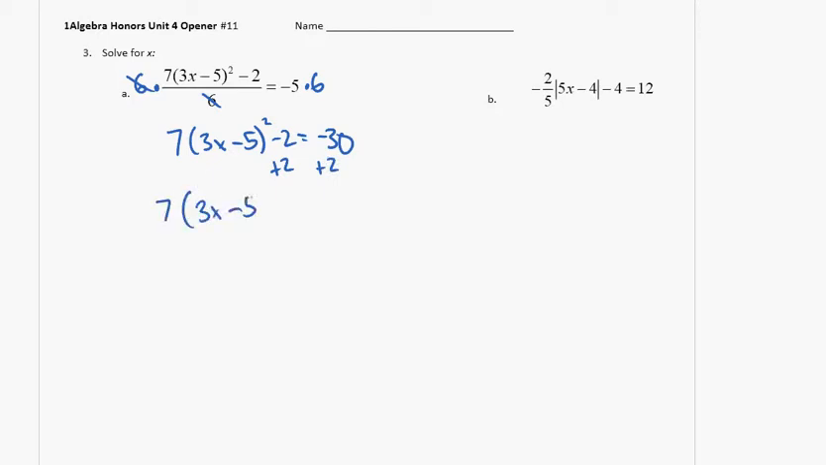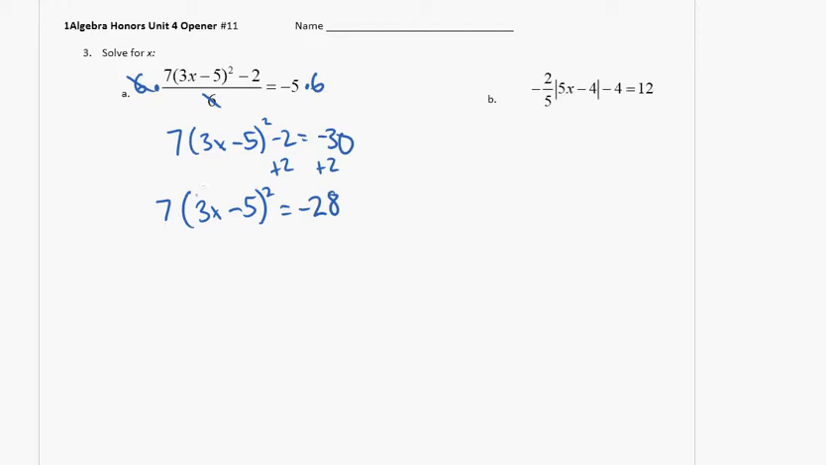3x minus 5 squared equals negative 28. Now a lot of people at some point want to try to distribute this 7, but you can't do that because this quantity is being squared and you can't do this multiplication before this exponent happens.